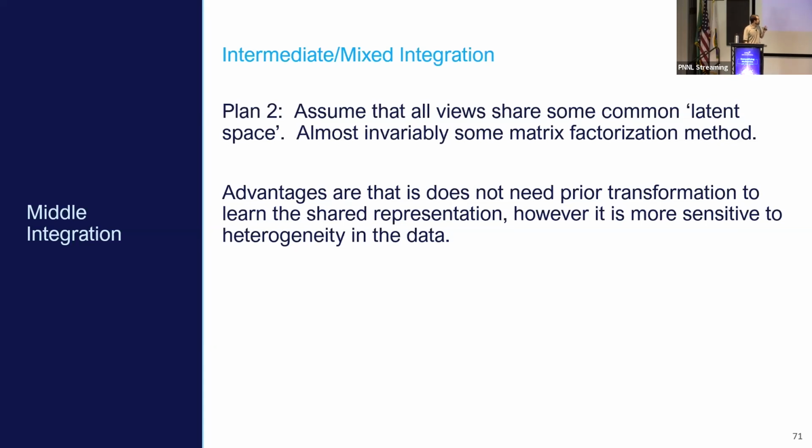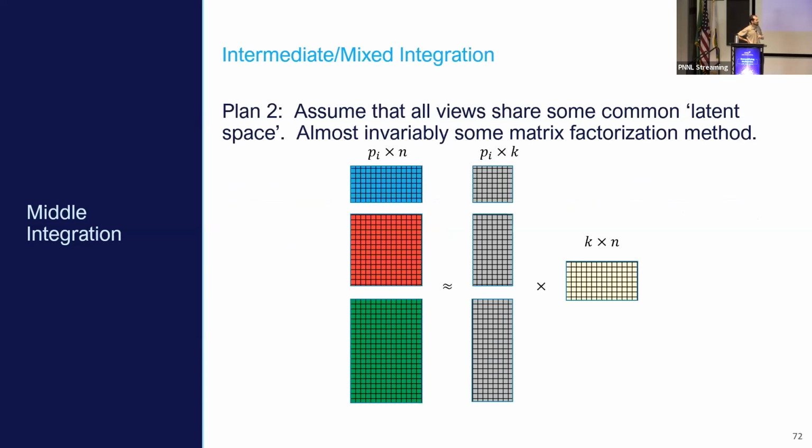Some advantages: you don't need prior transformation to learn this shared representation. So your data comes in, and we don't need to tell the model much to learn this hidden representation. But it's a little bit more sensitive to heterogeneity in the data. Okay, here's a picture of basically what's happening.